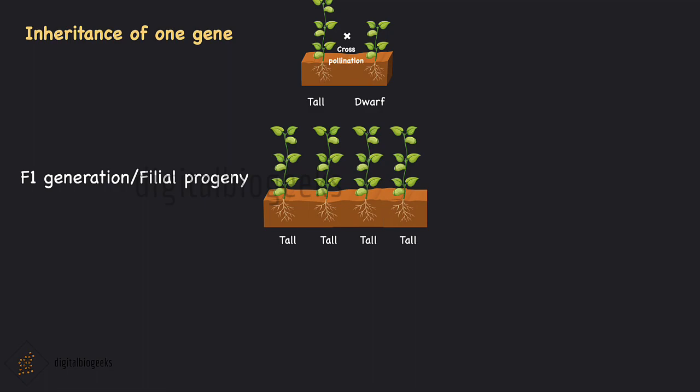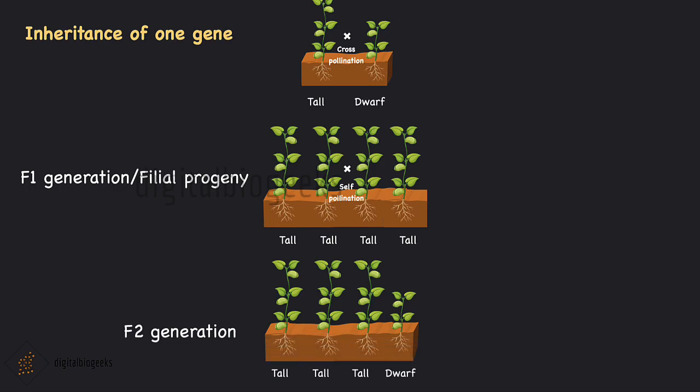Mendel observed the first generation plants. To his surprise, it was all tall plants. There was not even one dwarf plant. That means neither of the offspring expresses the trait of one parent, that is the dwarf plant. Then Mendel self-pollinated two tall plants from F1 generation. The offspring produced as a result of this self-pollination were called F2 generation.